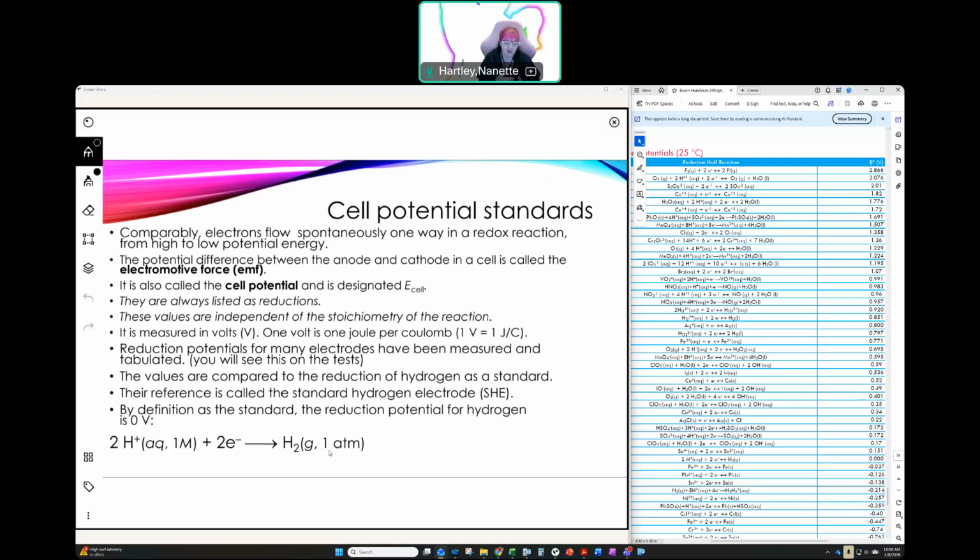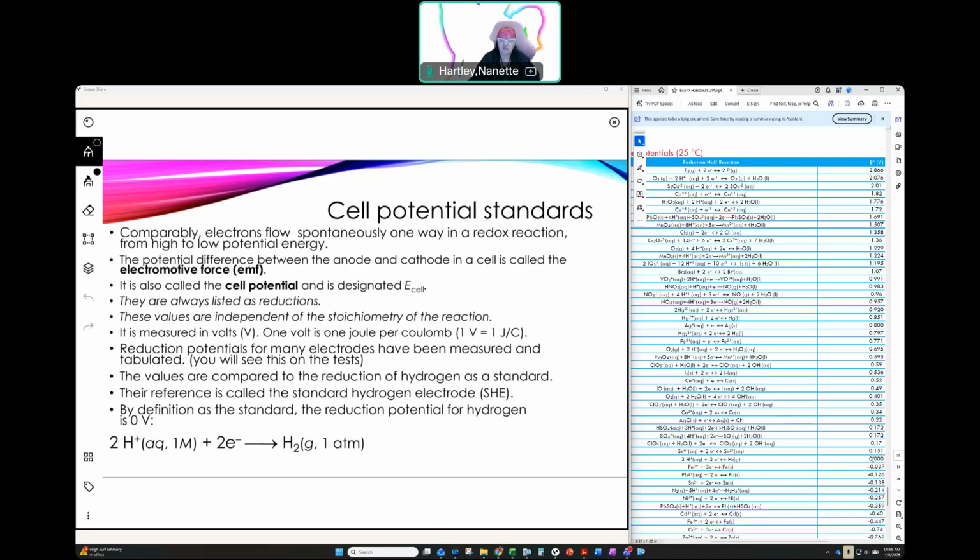So we don't start at 0 and go up all the time. It's either positive comparative to hydrogen or negative comparative to hydrogen. So that is information you need to understand. Everything is measured against this, and so it's always a relative difference from there. That reference is called the standard hydrogen electrode, and it's referred to as SHE. By definition, as the standard, the reduction potential for hydrogen is 0 volts. You will see that in this table if you come to where we talk about hydrogen. Hydrogen is right here, and that is 0.